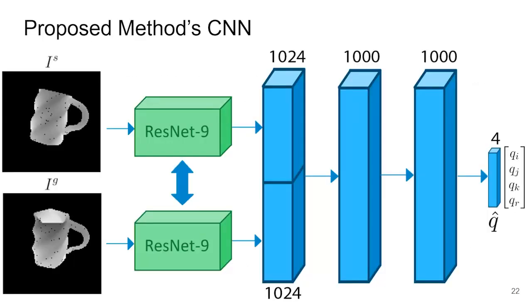The CNN takes in two depth images which go through a ResNet backend and get embedded onto a feature vector of size 1024. These two vectors are concatenated and go through fully connected layers with leaky ReLU and dropout to produce a unit quaternion estimation of the rotational difference between the two depth images.